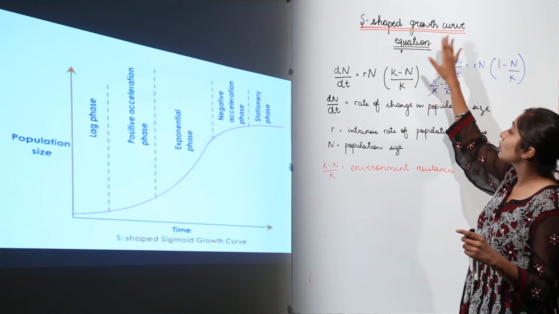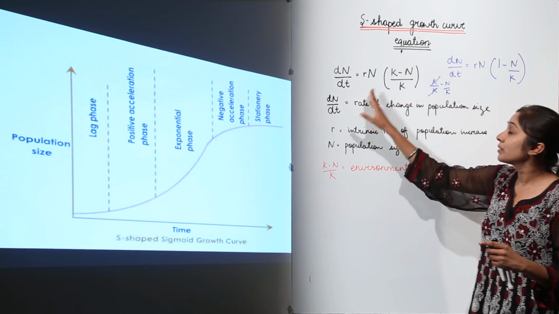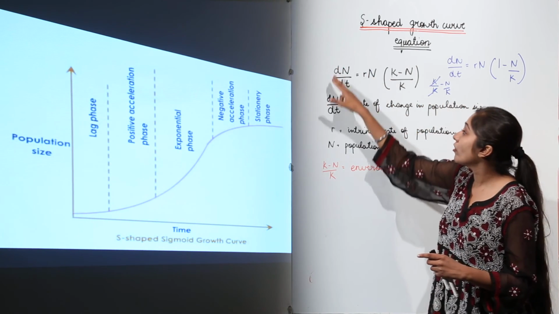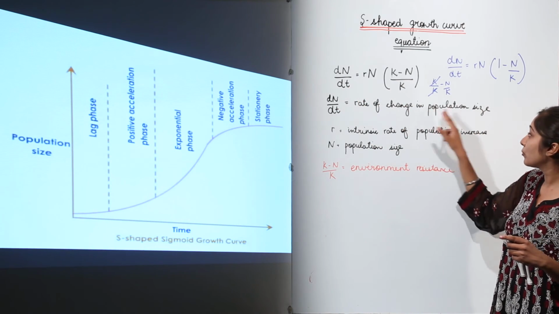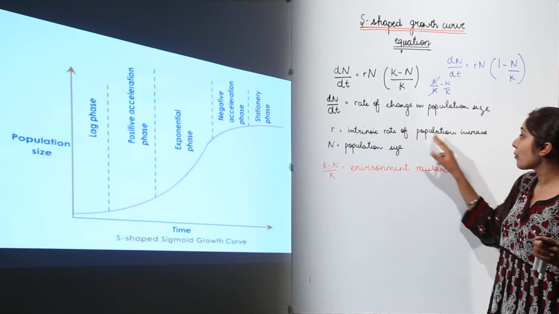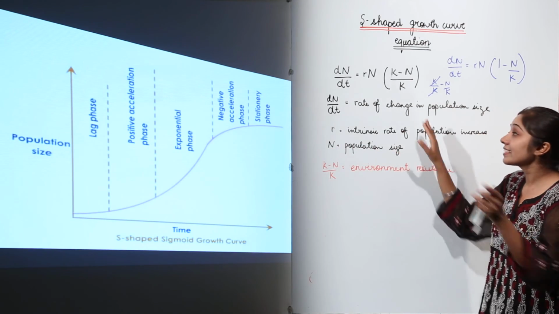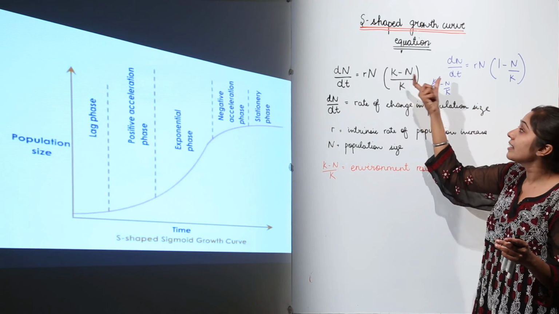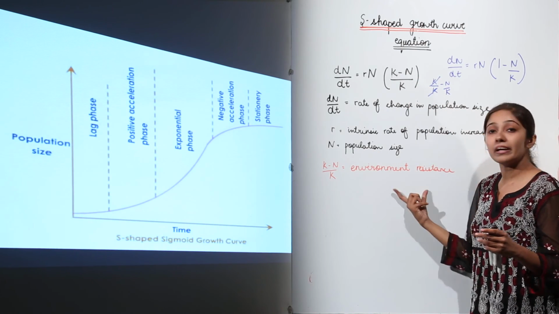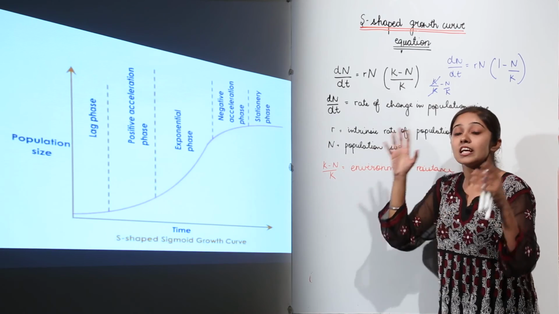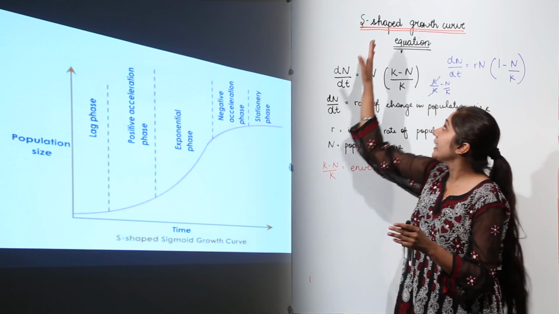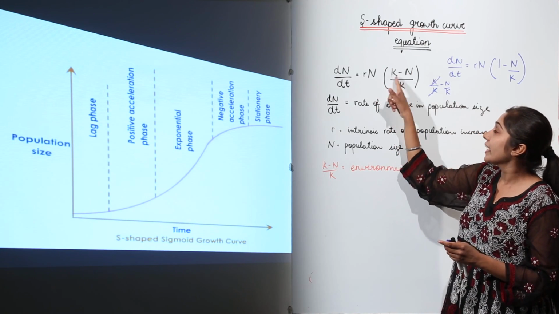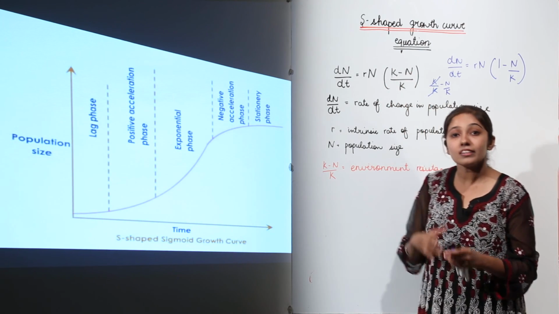So the S-shaped growth curve equation is this. I hope that each and every symbol is very clear to you. dN/dt, we have discussed, is the rate of change in population size. R is the intrinsic rate of population increase, N is the population size. This is the same as in the J-shaped growth curve we discussed. But the difference is this (K − N)/K, that is the environmental resistance. So remember the difference between the J-shaped growth curve equation and the S-shaped growth curve equation: it is the addition of (K − N)/K, that is environmental resistance.